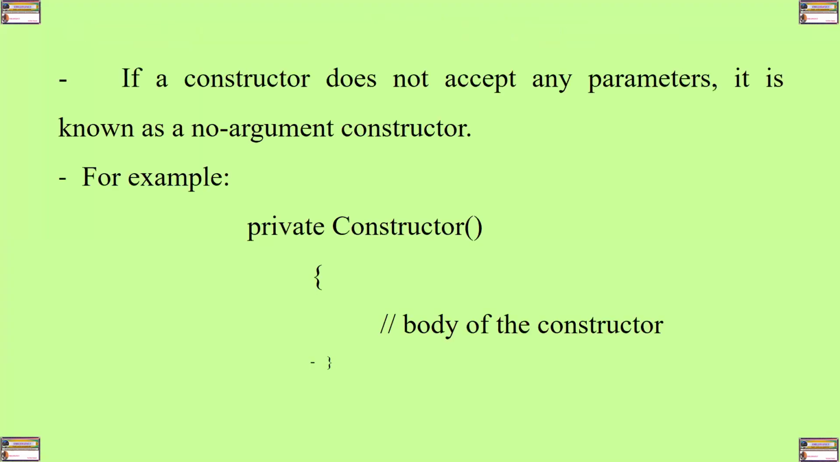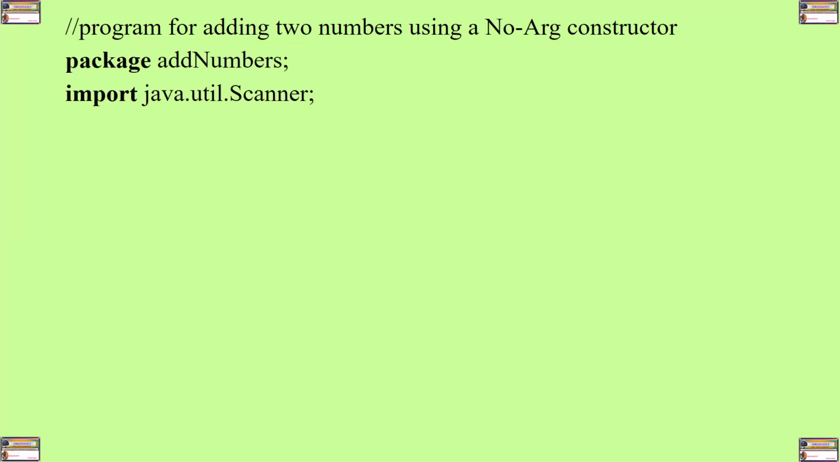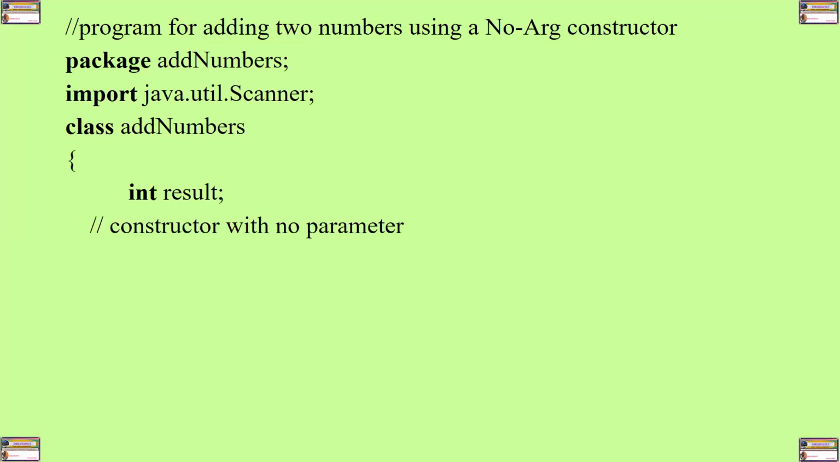The following is an example of a program that implements a no-argument constructor. The comment is: program for adding two numbers using a no-argument constructor. The name of the package is addnumbers. Import java.util.Scanner. Then the class is AddNumbers. We have a data member result of type integer. And then the constructor without any parameter is private AddNumbers.